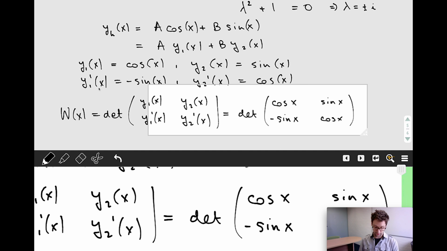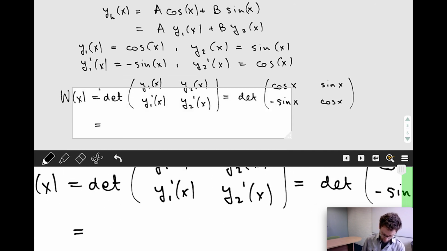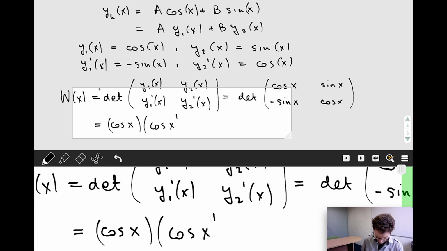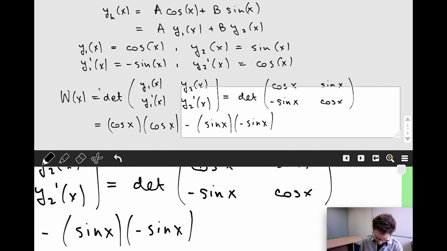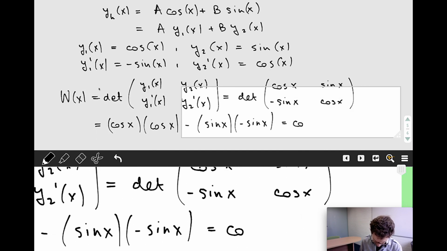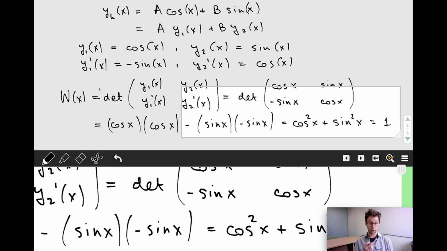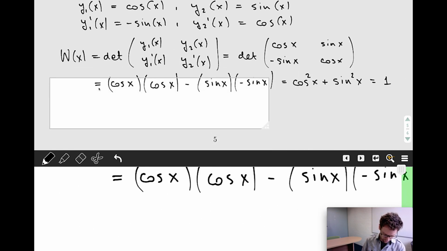So the determinant of that is just going to be cosine x times cosine x minus sine x times minus sine x. So that's going to be equal to cosine squared x plus sine squared x, and we know that that is equal to 1. So our function W of x is equal to 1. We're now ready to form our solution.